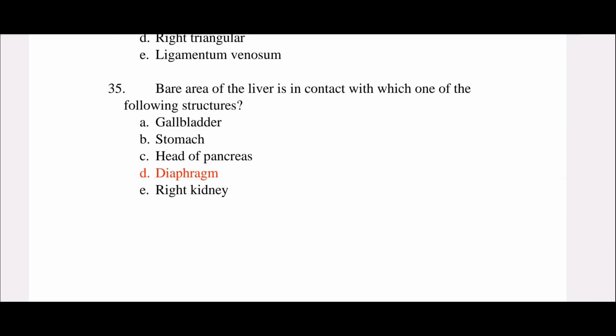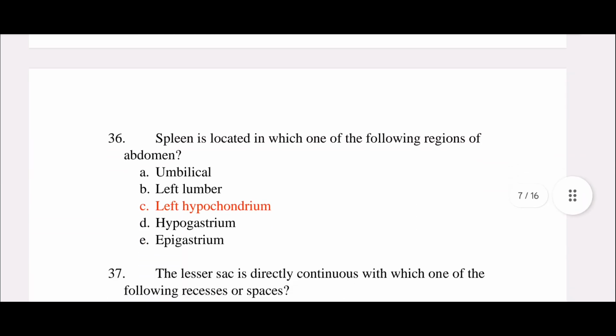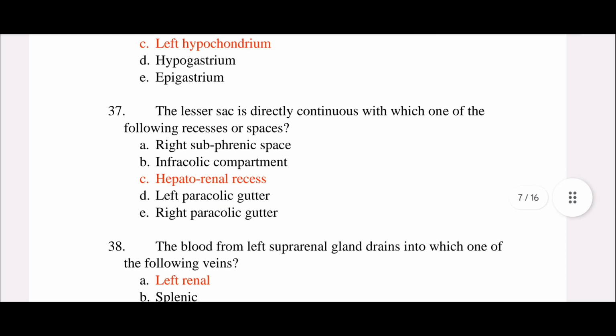Ligamentum venosum. Bare area of the liver is in contact with which one of the following structures? Option D, diaphragm. 36. Spleen is located in which one of the following regions of the abdomen? Option C, left hypochondrium.